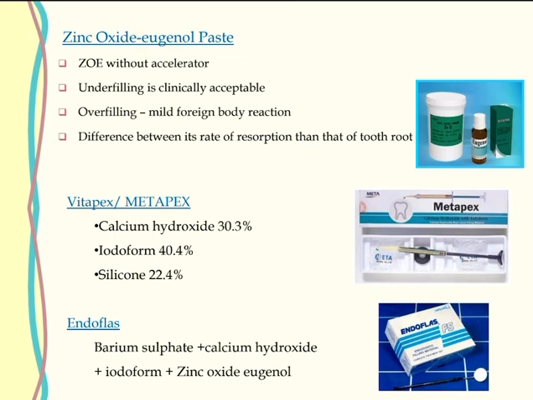If you don't have any option to remove zinc oxide eugenol, another disadvantage is that if it goes beyond the apex in the primary tooth, it often tends to deflect the eruption of the permanent tooth. That means it changes the eruption path of the permanent tooth. This is also reported. So for that reason, Metapex or Endoflas is largely preferred rather than zinc oxide eugenol paste.